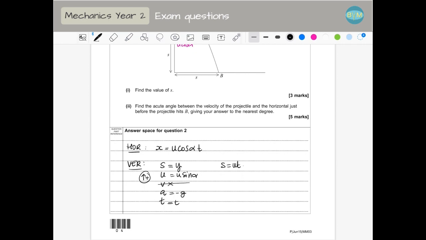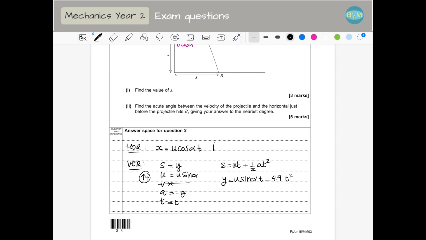The time for both of them is going to be the same, because the particle is going to be at one particular position for a time. So if we substitute here, we have y is u sine alpha t minus, because the gravity is negative, 4.9, dividing by 2, t squared.